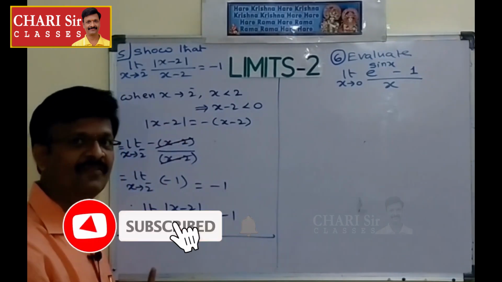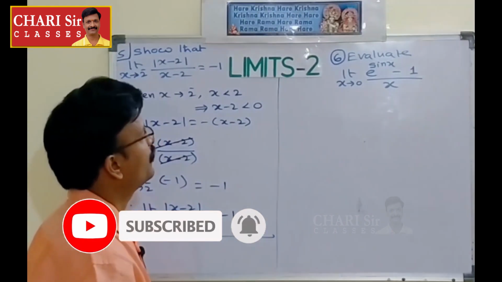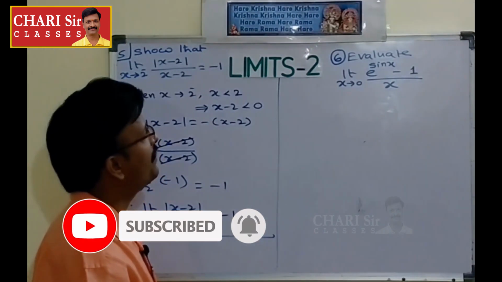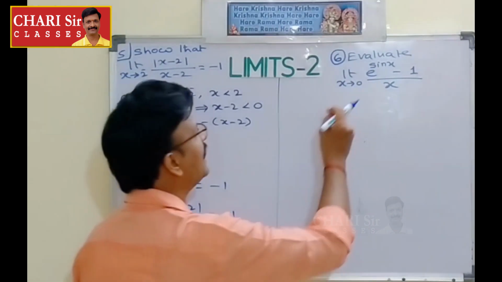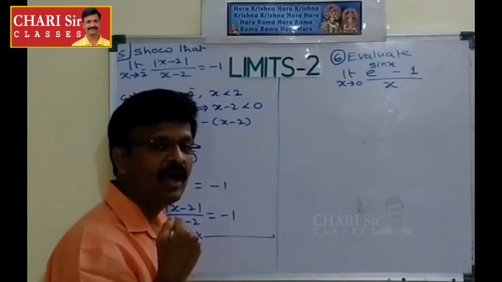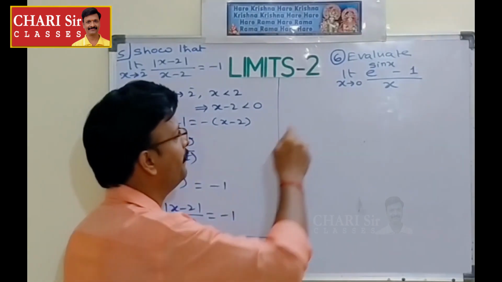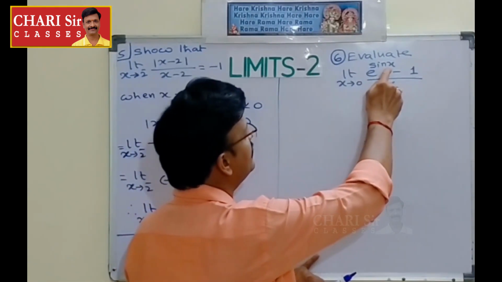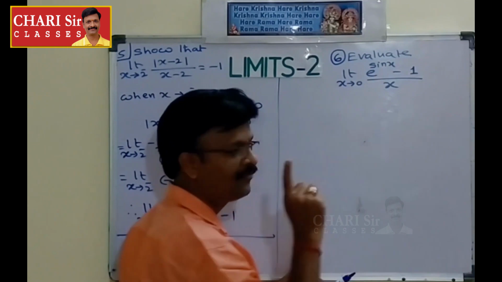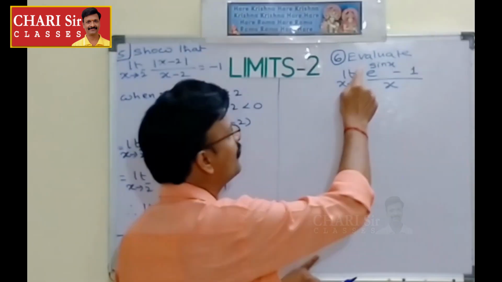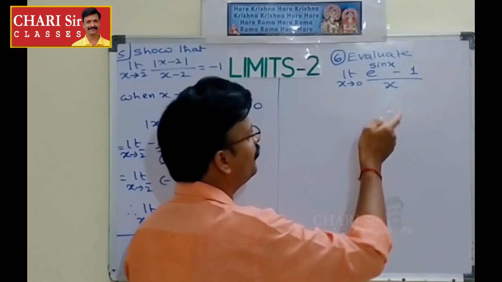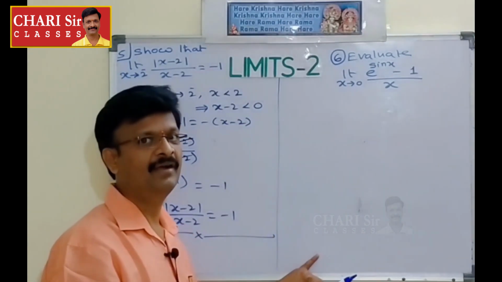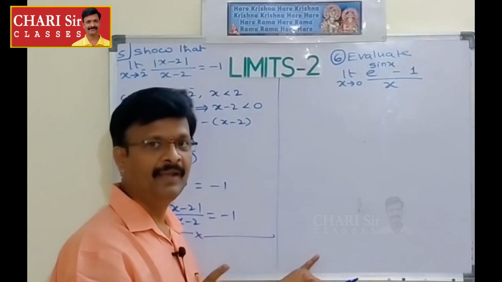This question is also given many times. Question number 6: evaluate limit x tends to 0 of e power sin x minus 1 by x. Here also we cannot apply the limit directly. If we apply directly, x tends to 0, we put sin 0. Sin 0 value is 0 and e to the power of 0 is 1. 1 minus 1 is 0, so we get 0 by 0, which is an indeterminate form. Therefore we won't apply directly.